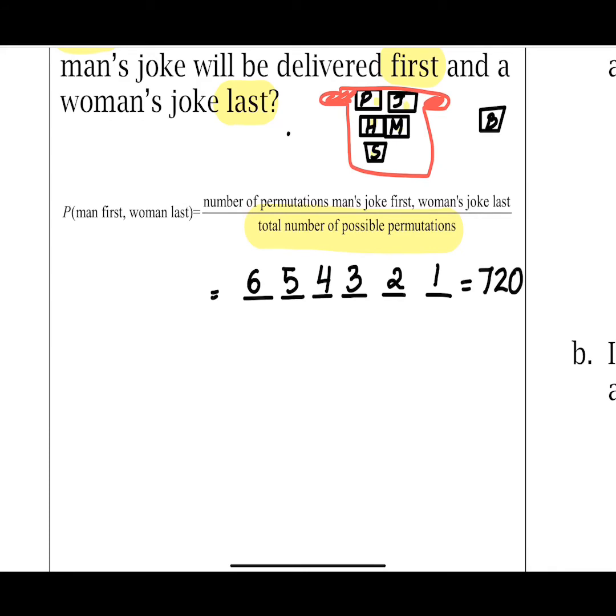That's the denominator. In probability, you always start with the total number of possible permutations first. And now let me go ahead and check what the numerator is. I'm going to use a different color for my numerator. What are they asking me? They said the first card has to be a man's card and the last one has to be a woman's card.